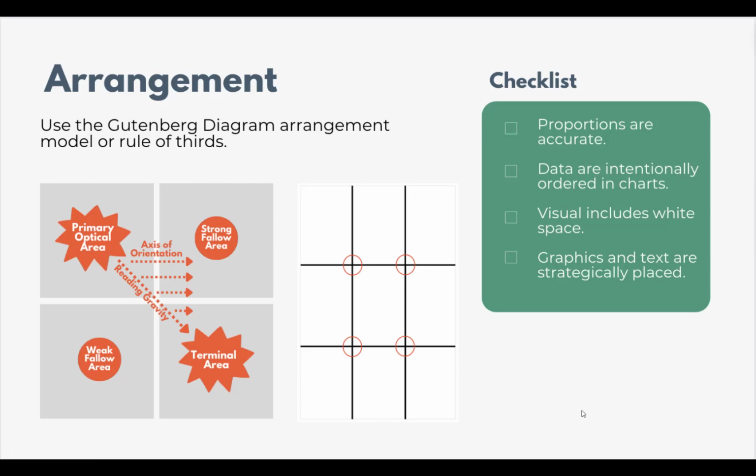And we always want to make sure our proportions are accurate. Data are intentionally ordered in charts, speaking to this orientation. We have enough white space so that things don't feel overwhelming, and we're strategically placing graphics and text.